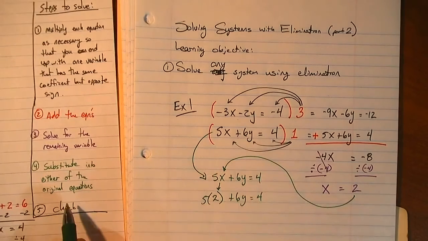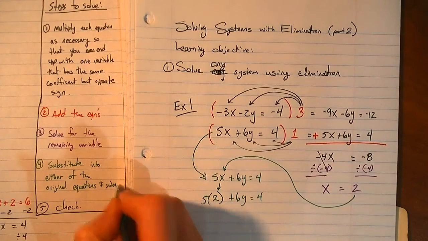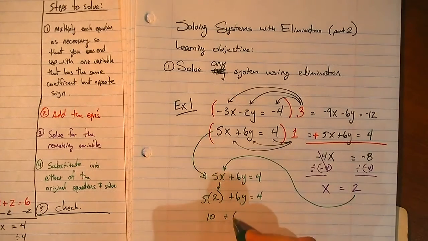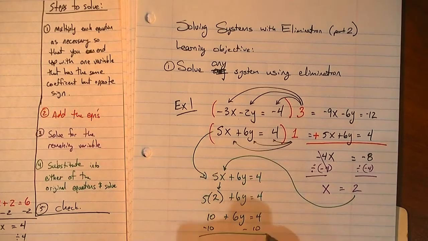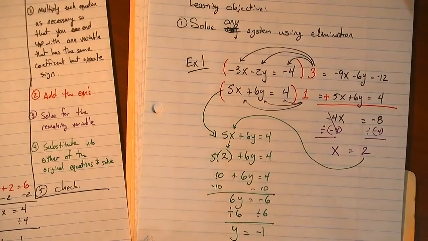So I guess I didn't write that here in the last video. And solve. There we go. Now I'm going to solve that. So 5 times 2 is 10, plus 6y equals 4. I'm going to subtract 10 from both sides. That leaves me with a 6y equal to negative 6. When I divide both sides by 6, I end up with a y equal to negative 1.